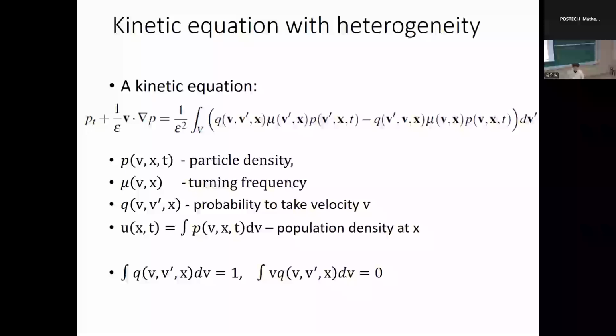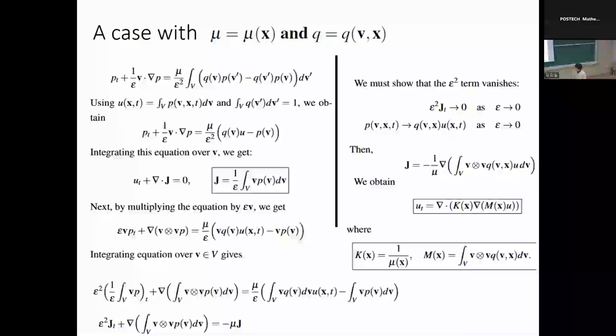But I cannot present this case. I present just the simplest case. Mu is just a function of x only, no v dependence. Now q depends on just the final velocity. So no matter what the current velocity is, the probability to take the velocity v is the same. If there is no v dependence, that means it's homogeneous or isotropic. If for different v there is a different probability, then you may have anisotropic diffusion.